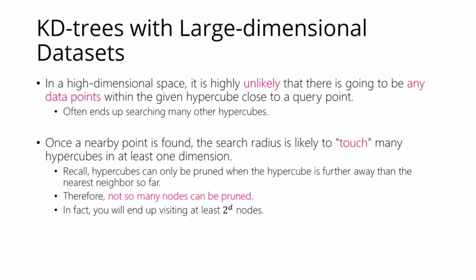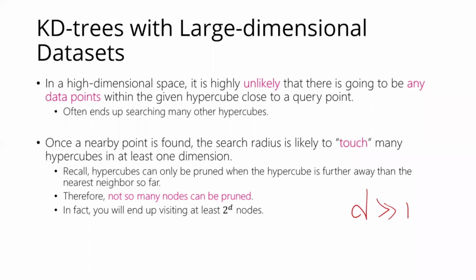Everybody, let's get started. Last time we talked about KD trees, especially the problems of KD trees in the context of large data sets. One of the key takeaway messages was that when you have a large D, KD trees start to become quite problematic.